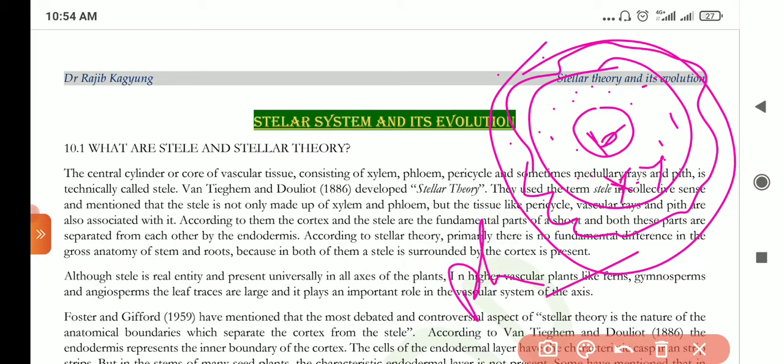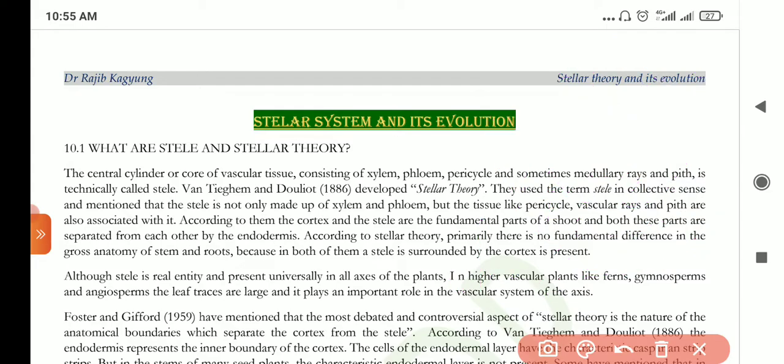So these cells are the phloem. Then sometimes you have medullary rays, medullary ray cells from which the leaf veins and all will come. So this structure which contains the xylem, the phloem, the pith, the pericycle, medullary rays, this structure is known as the stele. I hope it's clear. So it's written there, you can see it. Then these scientists, Van Tieghem and Douliot, they developed the stellar theory. So they use the term stele.